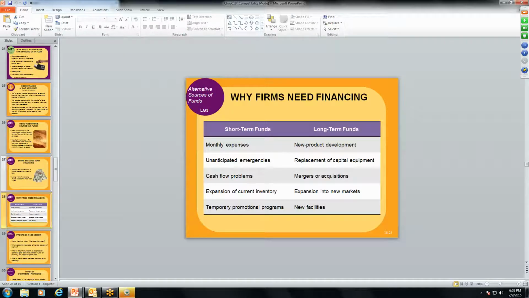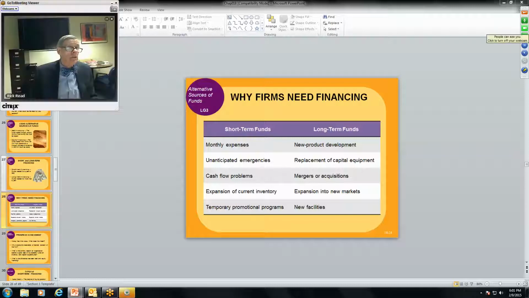Now, this particular slide talks about why we might need some money. We have both short-term financing, or short-term funds, and long-term funds. I'm not going to go through a lot of this for you. Long-term could be focused on new product development. Short-term cash flow problems. Obviously, if you get into that, you have other problems besides that. And there are some other ones in there that you can look at.